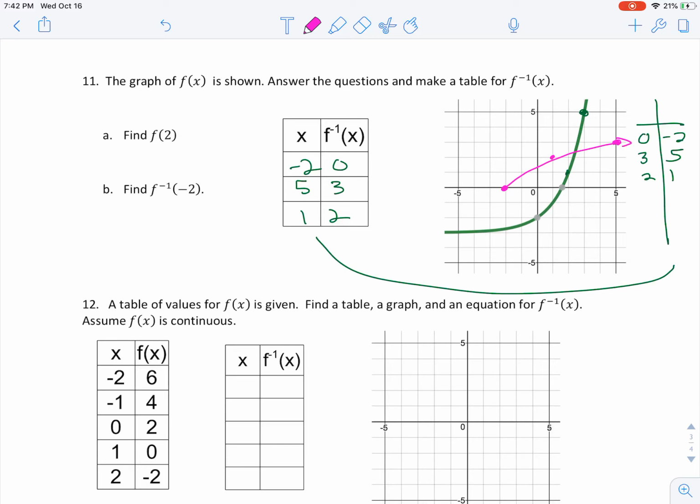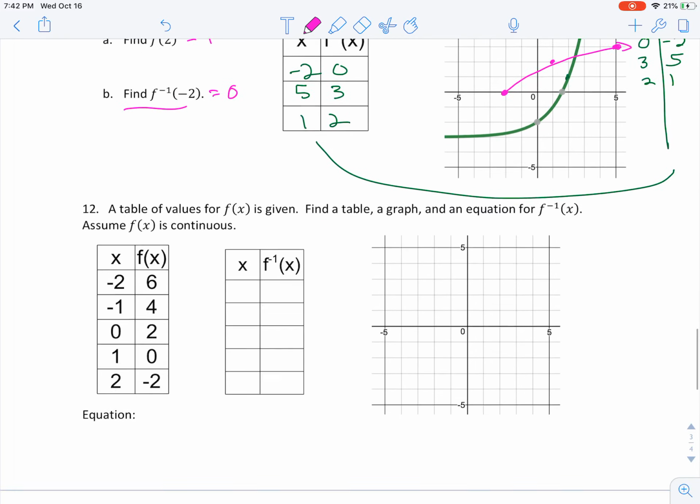Okay, f of 2. So for the regular one, f of 2, I have to refer to the table that I made here. And for f of negative 2, I have to refer to my new table. That was pretty easy.